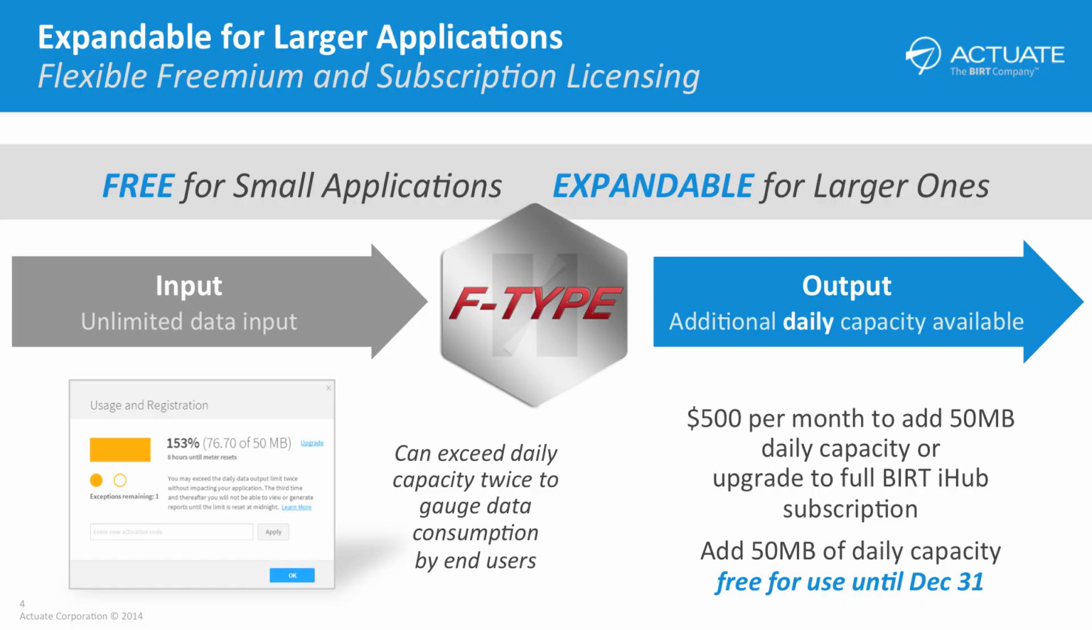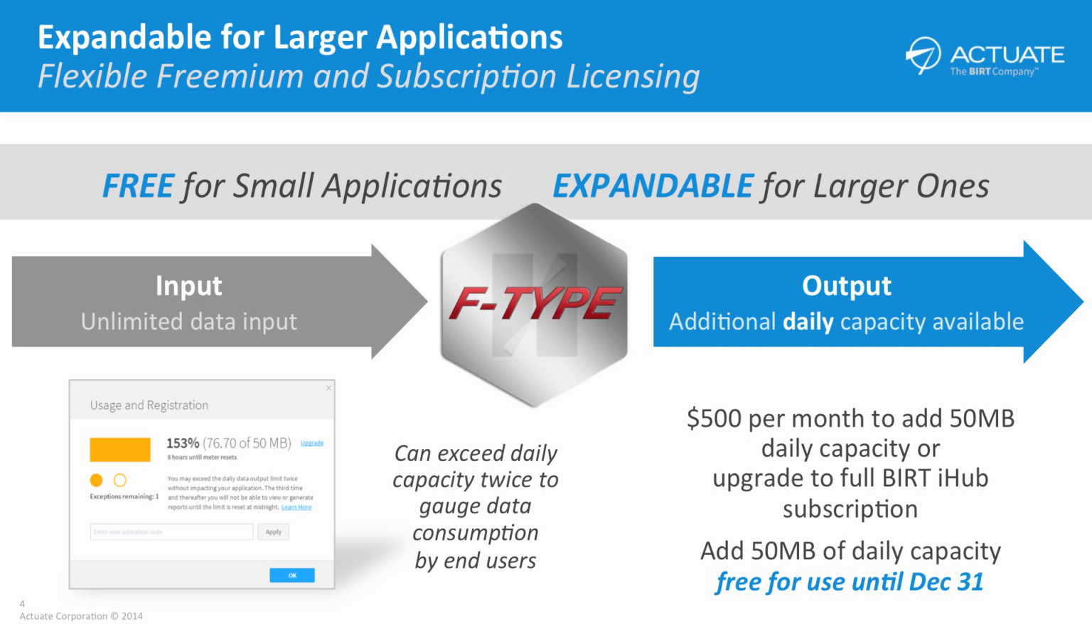But if you do hit your limitations, the cool thing is it's extremely upgradable with a click of a button. Again, we'll allow you to hit and exceed your limit twice daily. Third time, you need to consider stop working with the product for that day or upgrading it. The way you upgrade it is, again, an upgrade button, and I believe you're going to be seeing that in the demonstration. And the upgrade is $500 per month for an additional 50 megabytes of output capacity.